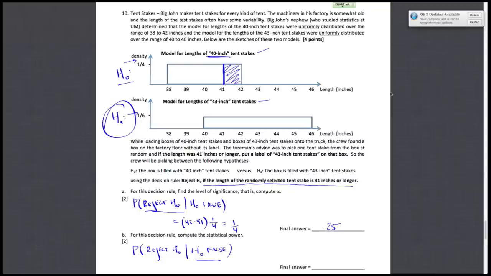And to reject the null hypothesis, that means I'm going to pick a stake that is 41 inches or longer. So I'm just doing the same thing. What's the probability in this distribution of getting a stake that's 41 inches or longer? So I want this area under the curve. That's going to give me 46 minus 41, and the height of this distribution is 1/6, which gives me 5 over 6. And if I write that out, that's going to be 0.8333. I'm going to clear that.